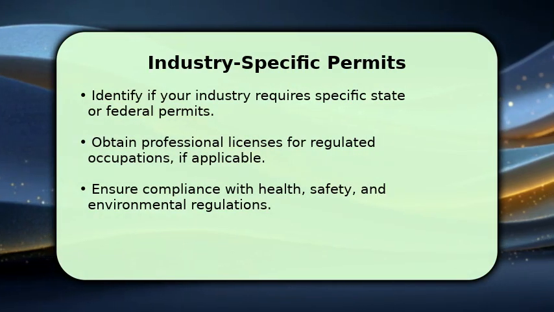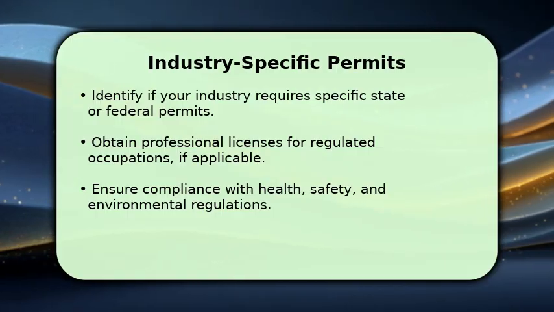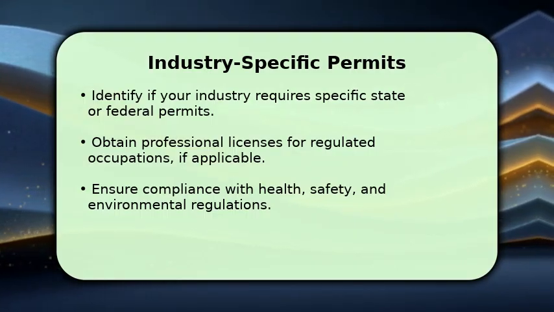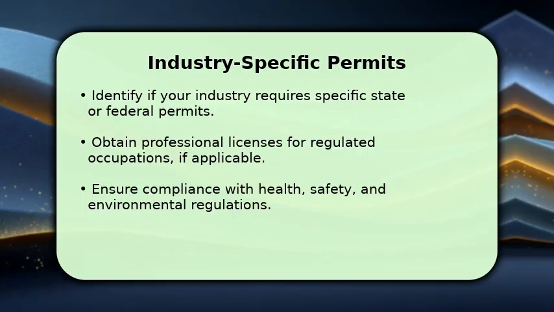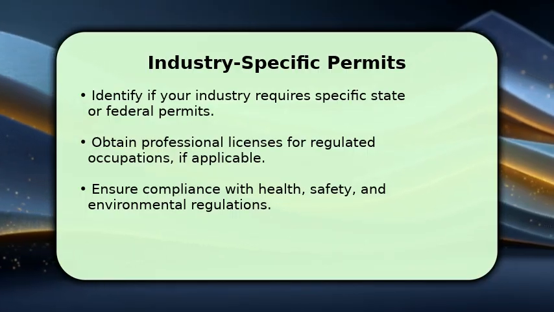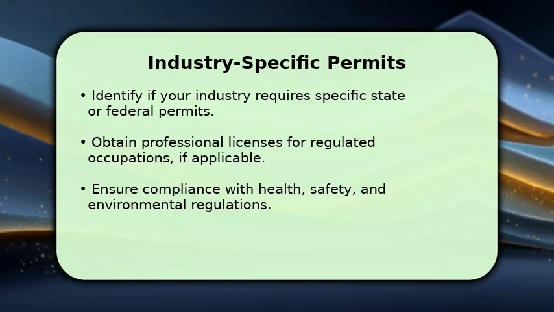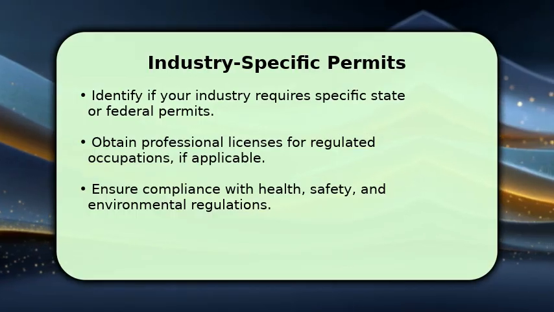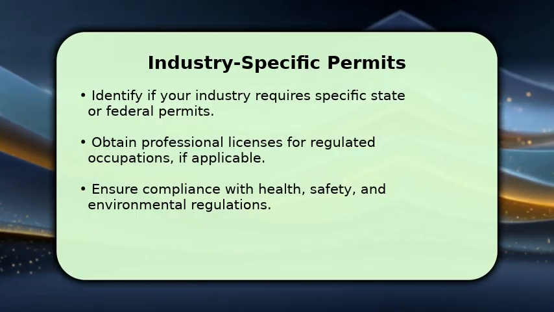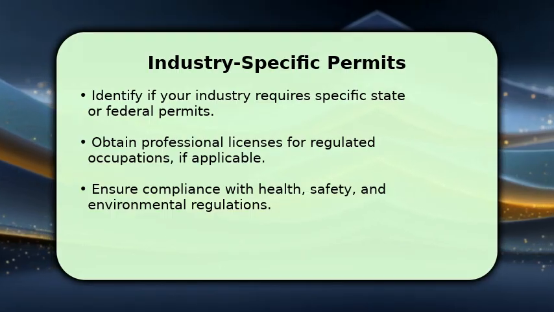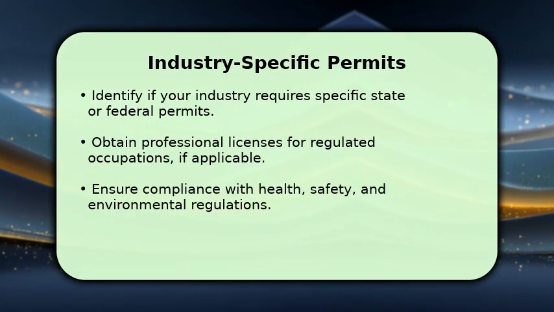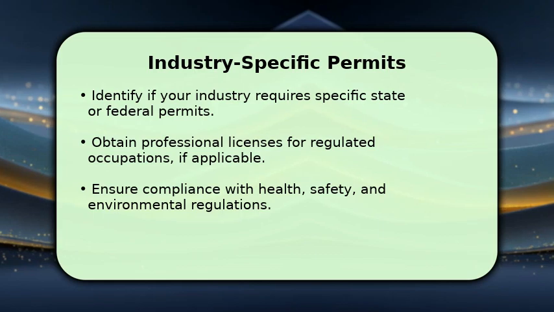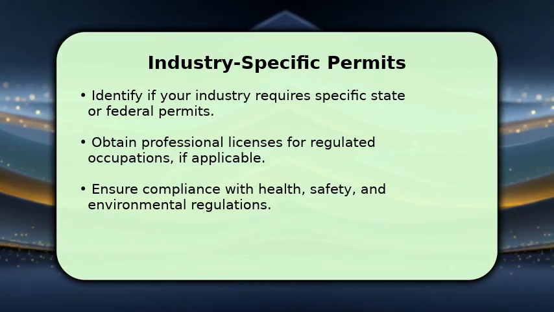Beyond general licenses, many industries require specific permits. For example, if you're in food service, you'll need health permits. Construction businesses require contractor licenses. Research state and federal agencies relevant to your industry to identify all necessary permits. This might include professional licenses for certain occupations or environmental permits. Staying compliant with these specific regulations is vital for legal operation and avoiding penalties.